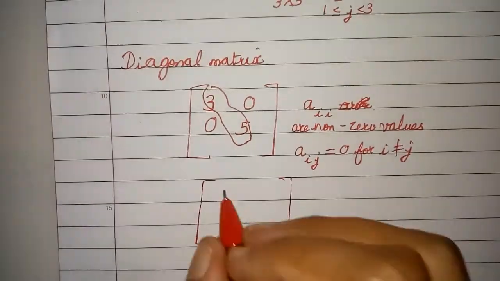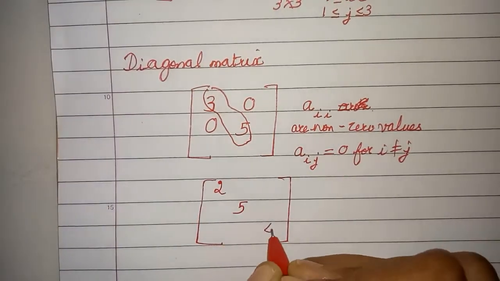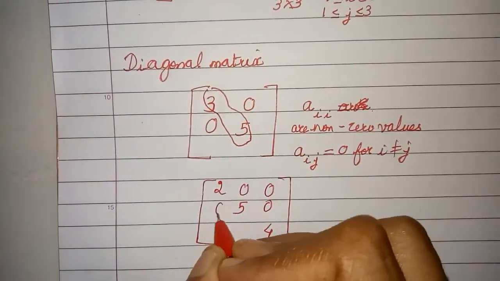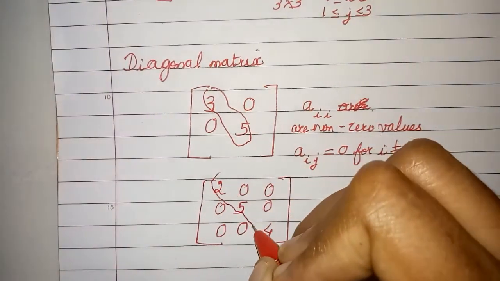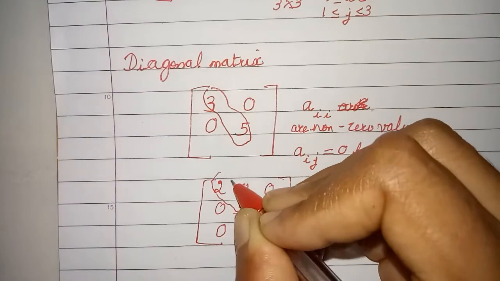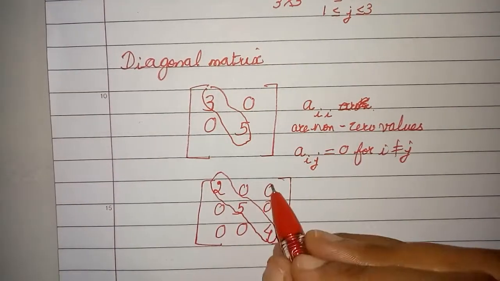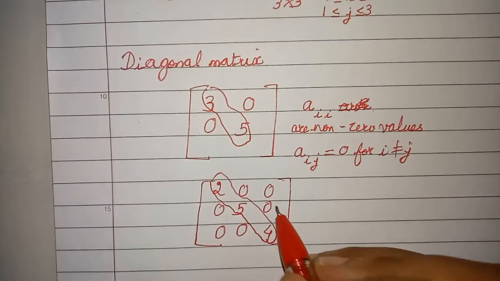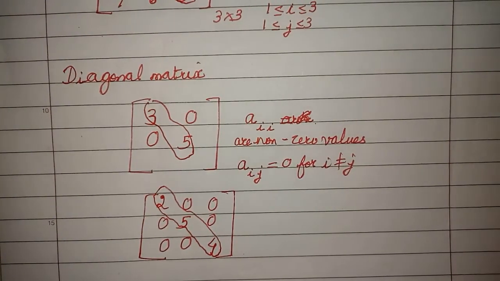Now how will it appear in 3 cross 3? It will be something like 2, 5, 4 and the remaining off-diagonal entries will be 0. That means all the a_ii are non-zero and the other entries are 0. Then such a matrix is called a diagonal matrix.